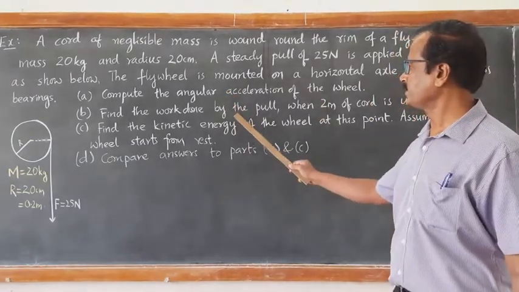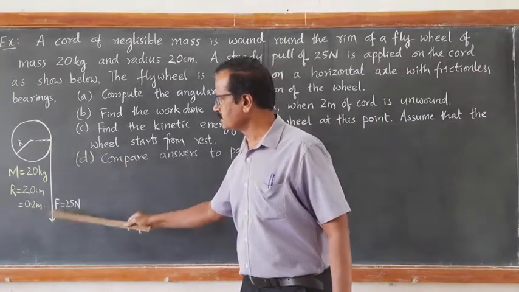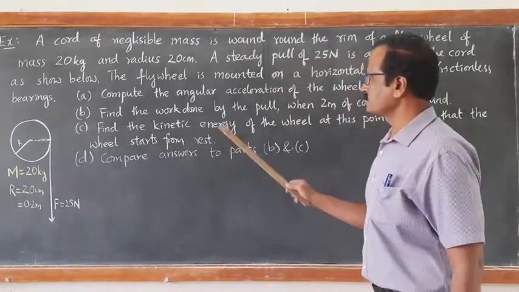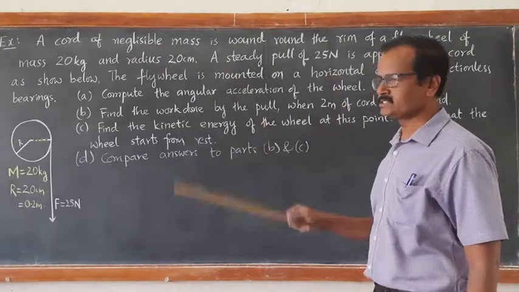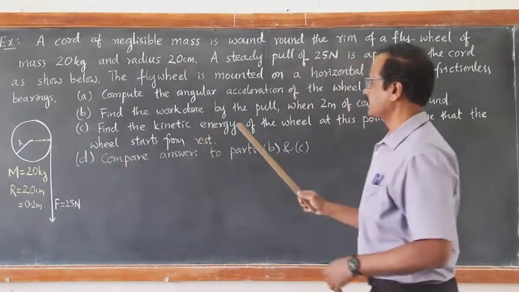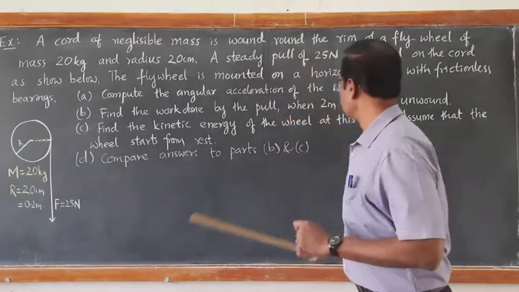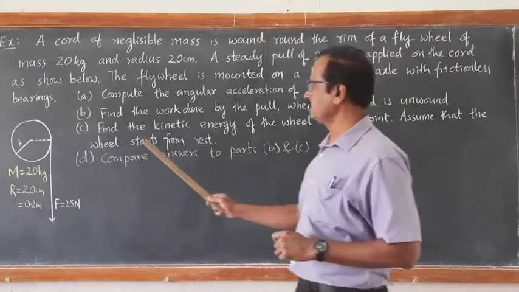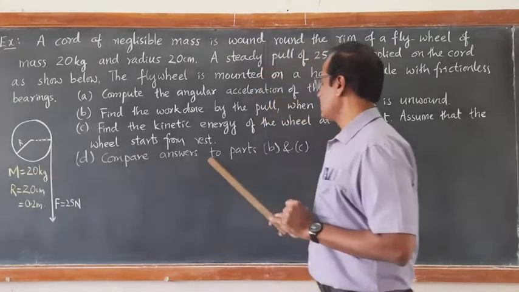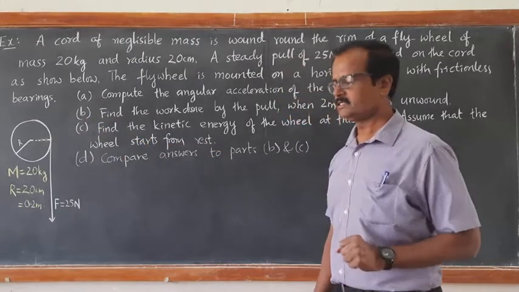First question, find the work done by the pull when 2 meter of the cord is unwound. Next, find the kinetic energy of the wheel. The moment you pull this cord, the wheel is set into rotational motion. What is the kinetic energy of the wheel when the 2 meter of the cord is unwound? Assume that the flywheel starts from rest. Next, compare the answers to parts B and C. Okay, these are the questions.